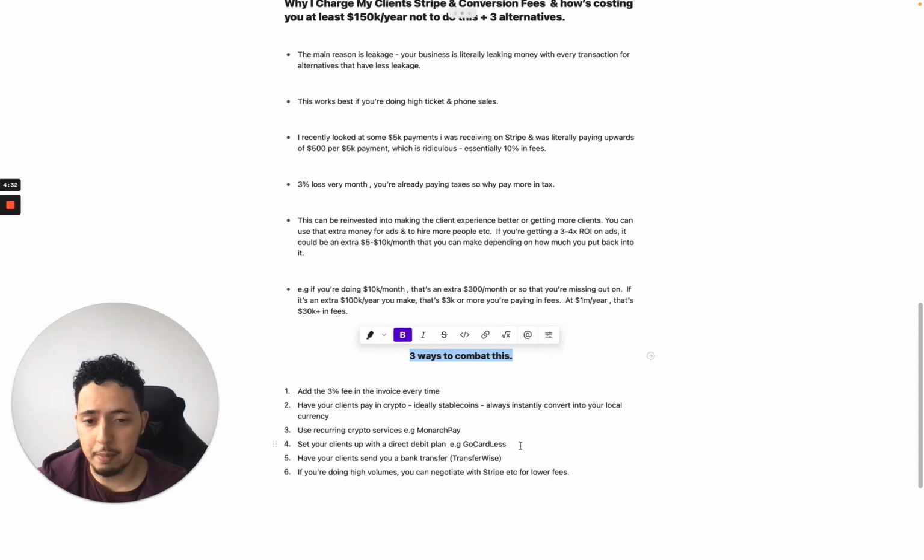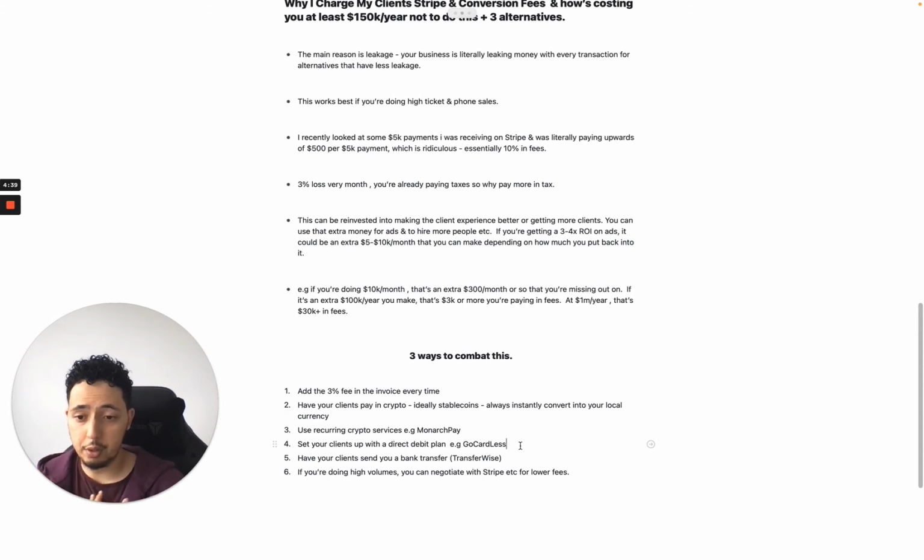So there's three ways to combat this. Like I said, obviously there is you, there is them. None of you want to pay the fees. Let's say you're charging $5,000. You just want your $5,000. They just want to pay you $5,000. They don't want to pay more, right? And you don't want to receive less. You want to receive exactly $5,000. You want them to pay you $5,000.